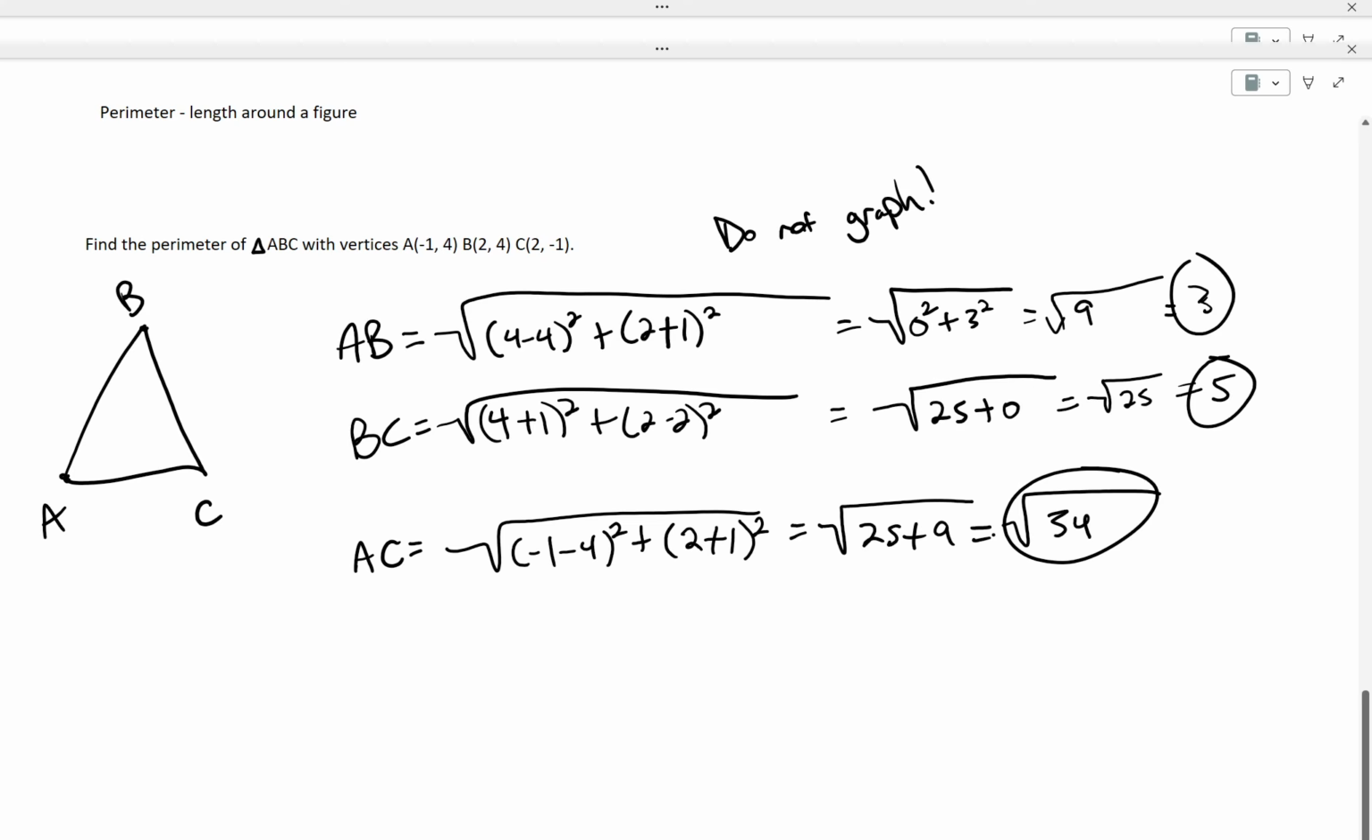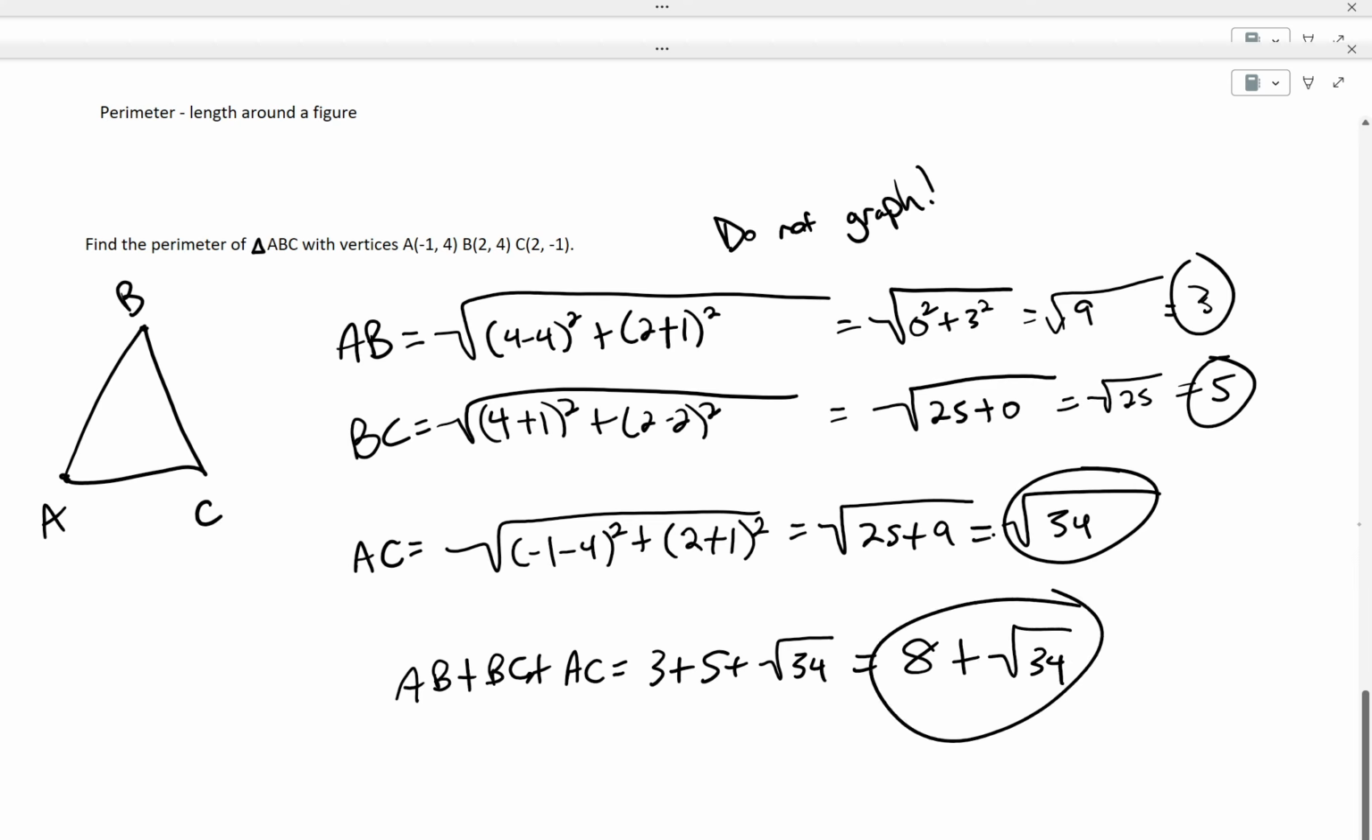So rad 34. So what we know is that the figure is the length around, so it's the sum through segment addition of AB plus BC plus AC, which if we substitute, AB is 3, BC is 5, and AC is rad 34. Now we can take this sum, 3 and 5 can be combined, which is 8. But rad 34 is just stuck as rad 34. We can't simplify it, so it is just rad 34. All right?